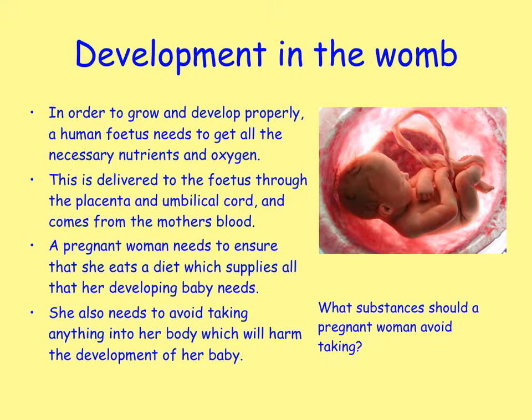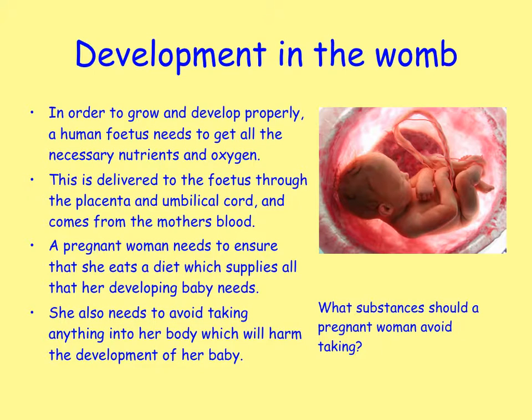Now, when a baby is developing in the womb, then in order for it to be able to grow properly, it needs to get all the necessary nutrients and oxygen. Obviously, once it's born, it gets those by eating them, but those nutrients and oxygen need to get to the baby when they're inside the mother's womb. And that's delivered through the placenta and the umbilical cord that comes from the mother's blood. So the umbilical cord, you can see it here, it has got blood vessels that are running through it that run from the baby to the mother.